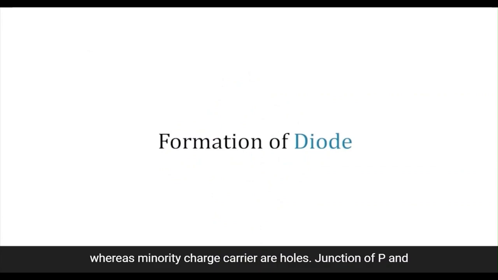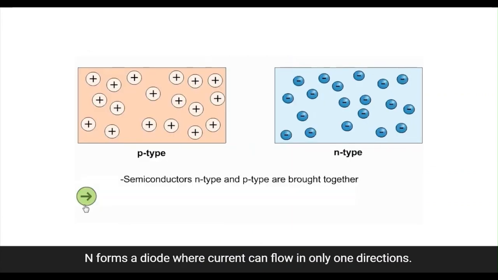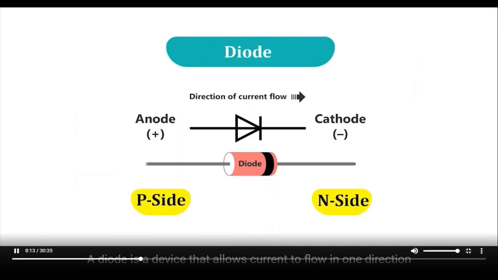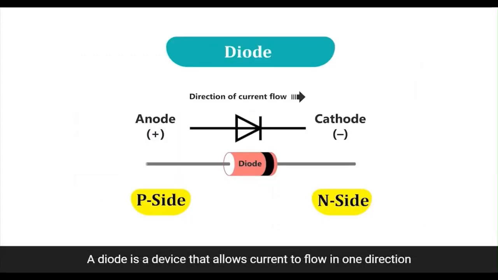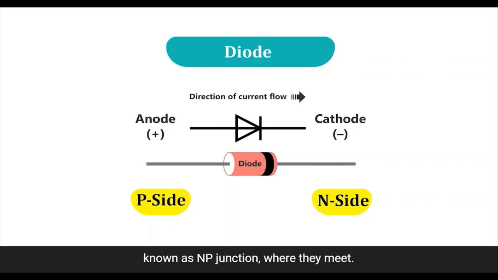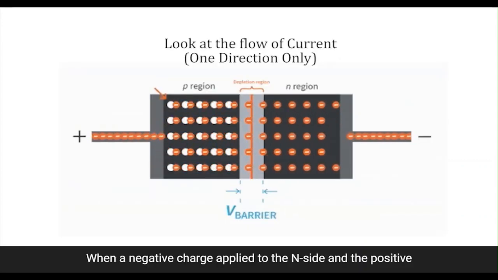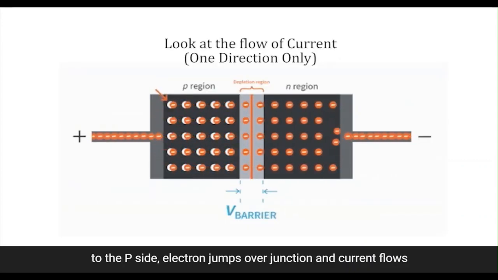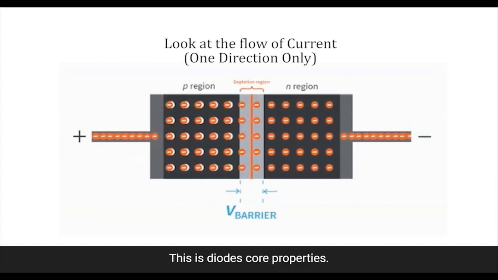The junction of P and N forms a diode, where current can flow in only one direction. A diode is a device that allows current to flow in one direction only. One side is the P side and the other side is the N side. The P side is positively charged and the N side is negatively charged. Both of these sides are layered together to form what is known as the PN junction, where they meet. When a negative charge is applied to the N side and a positive charge to the P side, electrons jump over the junction and current flows in one direction only. This is the diode's core property.